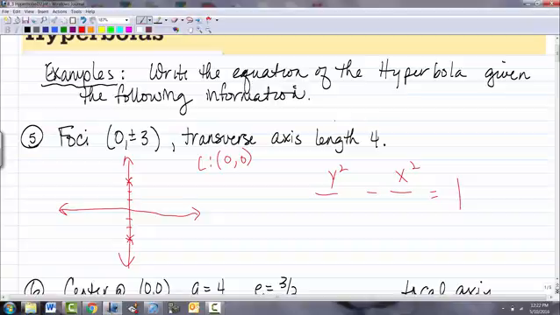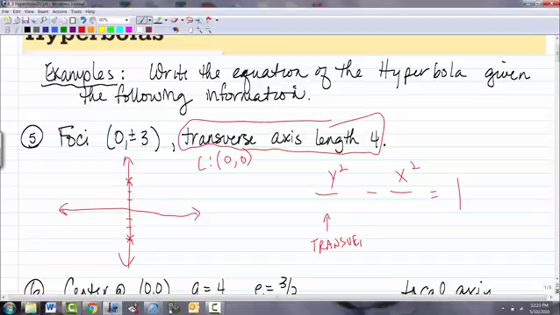Well, where does this go underneath, x or y? It's not 4, but where does it go underneath, x or y? Y. The transverse axis is the way that this moves, and it goes up and down. That's why we chose y squared minus x squared. But what number does go underneath there? It's not 2. It is 4, not this 4.